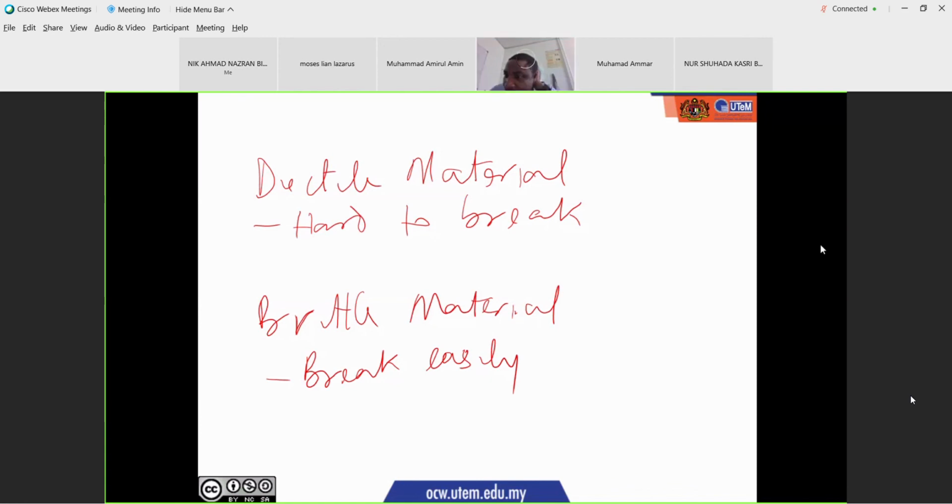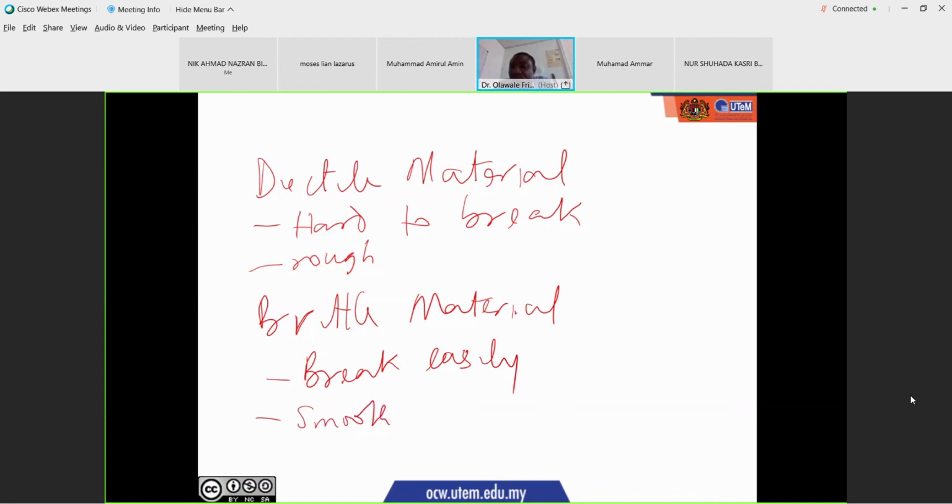Some materials can deform without breaking, and others are hard but can easily break. In terms of the fracture surface, how does it look when you break a brittle material and a ductile material? Brittle material is going to be rough, and ductile material is going to be smooth.